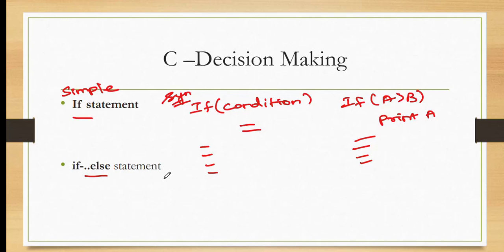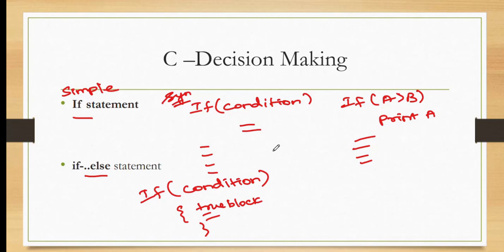And the next one is the if else statement. If this condition is true, then the set of statements will be executed. This is called a true block. Then if the condition is false, I have to do another set of statements, which is called the else statement. Else, a set of statements. This is called a false block. This is the true block and this is the false block.